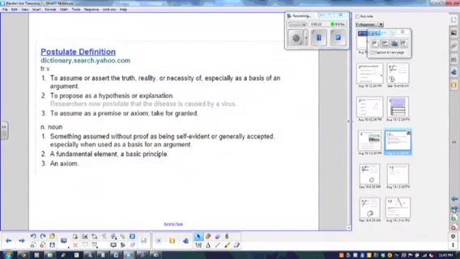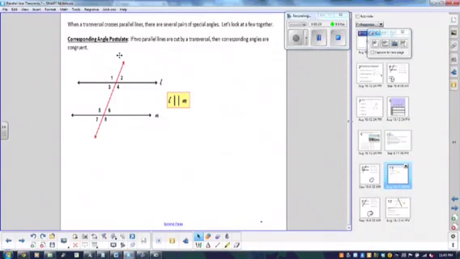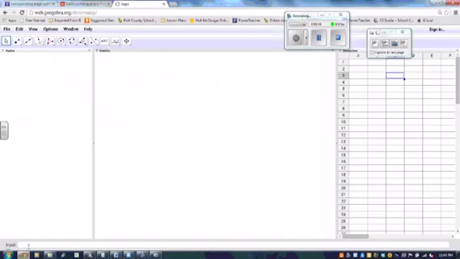So what we're going to do is talk about the corresponding angle postulate. If two parallel lines are cut by a transversal, then the corresponding angles are congruent. And remember, corresponding angles are the angles in the same position. And since this is a postulate, we can't necessarily prove it. We have to assume it's true. So I'm going to try to show you with GeoGebra how it's true.